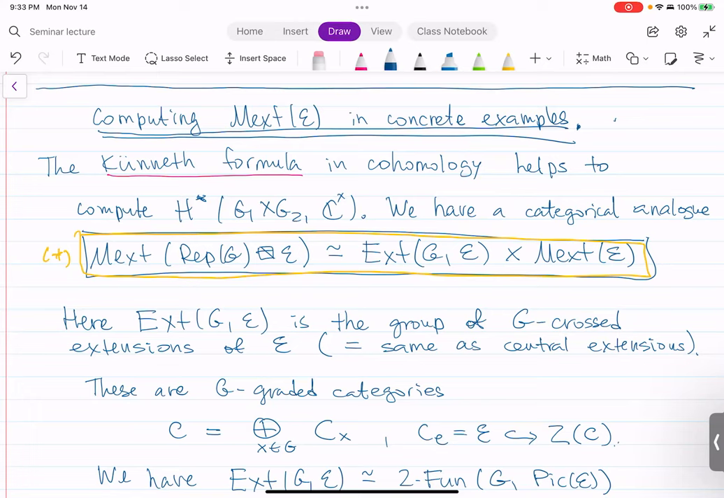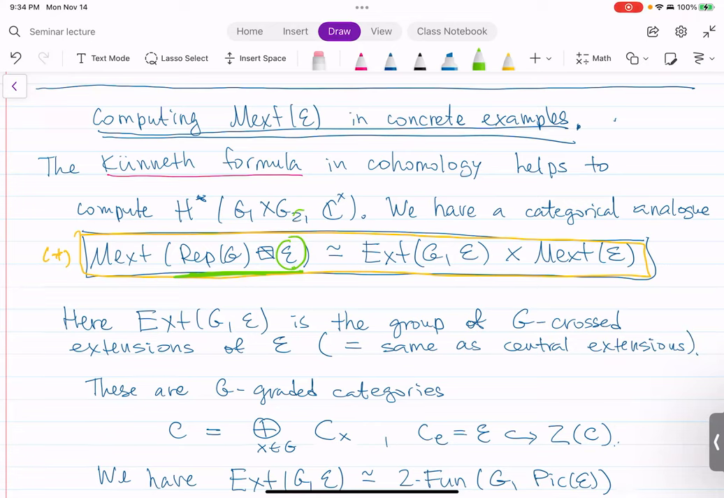Now, there is a categorical analog of this, namely a formula that allows us to compute the group of minimal extensions in the following situation: when our category is a direct product of a Tannakian category and some arbitrary one. From this, of course, one can recover the usual Künneth formula. For instance, if you take E to be Tannakian again, that's precisely the formula that computes the third cohomology of the direct product. So this categorical Künneth formula goes as follows.